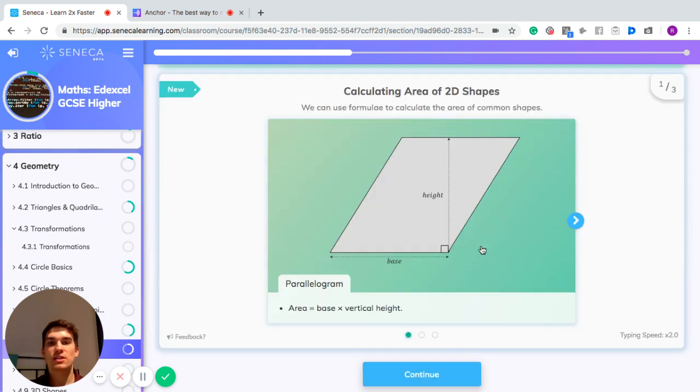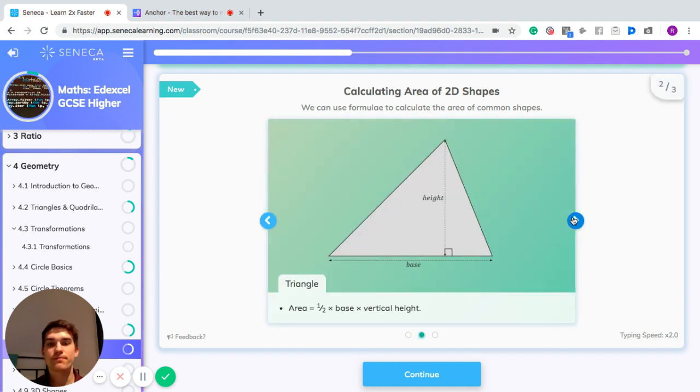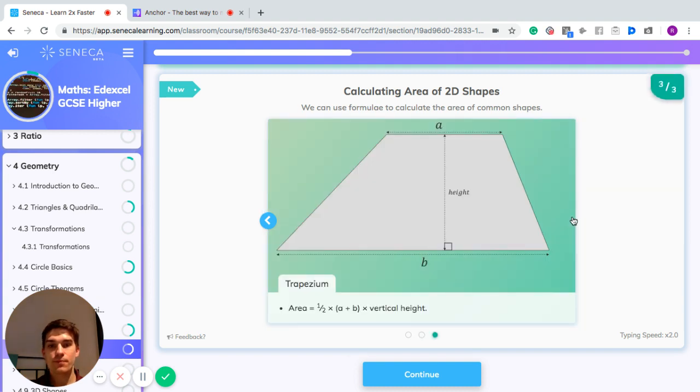Now we also need to know a formula to calculate the area of some other common 2D shapes. The first one is a parallelogram, and the area of a parallelogram is simply the base times the vertical height. Triangle, which we've already mentioned, can be half AB sine C, but we can also say the area is half base times the vertical height. And finally, a trapezium. The area of a trapezium is half of A plus B times the vertical height. So it's a half of A and B added together times the vertical height.